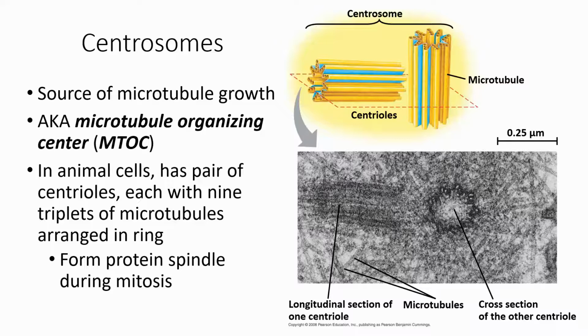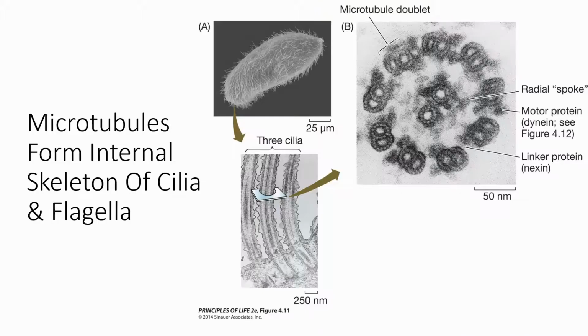In fact, there's a very special group of microtubules called centrosomes or centrioles. In plant cells, for example, they're called something different. They are called microtubule organizing centers, or the MTOC, and they are very important because they are what form the protein spindle, those fibers that will catch chromosomes and separate them during mitosis. So very essential to a very fundamental process.